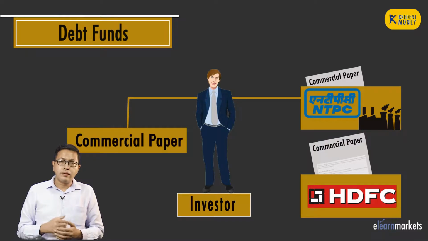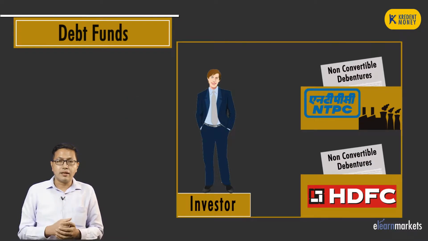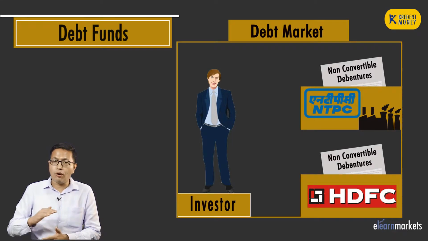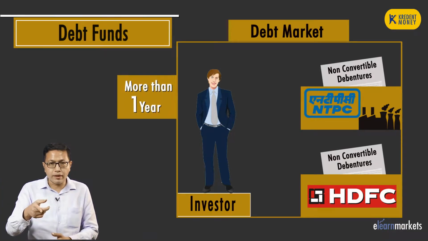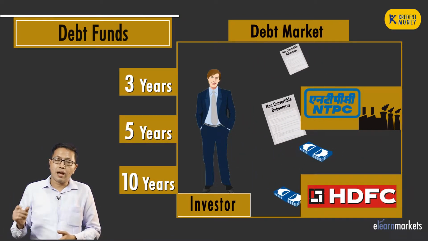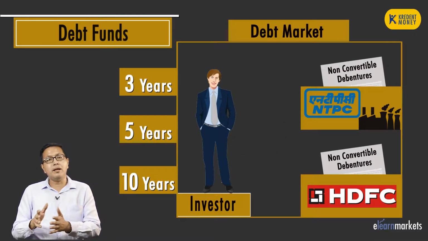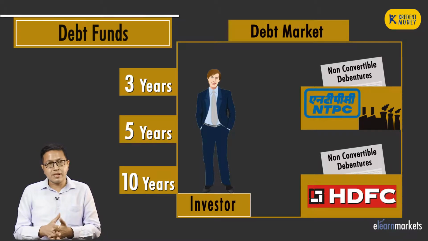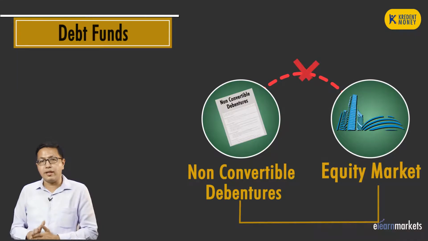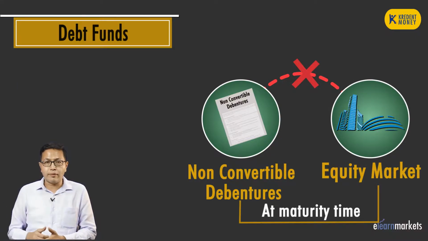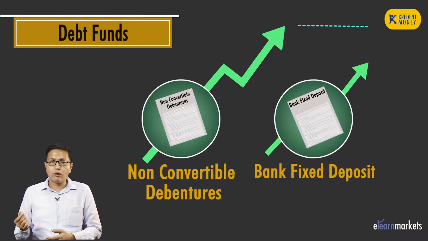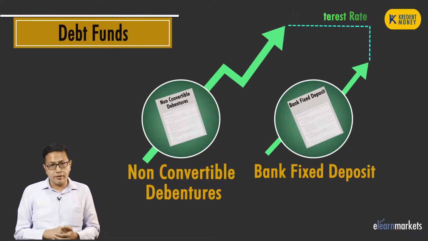Okay, and the other part is the NCD. Whenever these companies are going to borrow money for the long term, more than 1 year, it can be 3 years, it can be 5 years, it can be 10 years, those instruments are known as NCD, non-convertible debentures. As the name suggests, these bonds or debentures cannot be converted into equity at the maturity time. So they carry more risk. Therefore, their rate of return is always more than the bank FD.